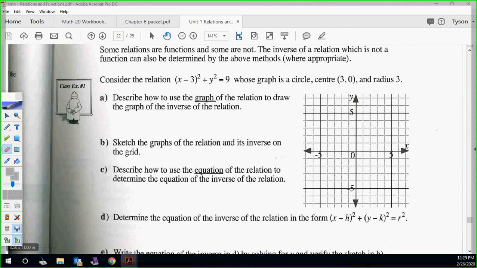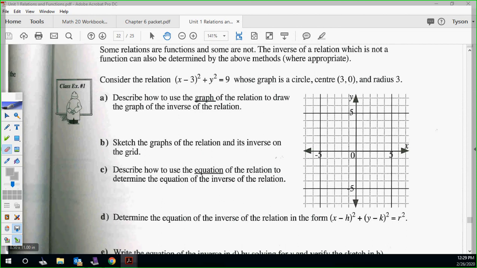So this is where we're going to talk about that little last piece of your quiz yesterday. It kind of hinted at this, and I challenged you to figure out what it's talking about in terms of making it a function, making it not. We're going to expand upon that today. So they do go into circle land here.